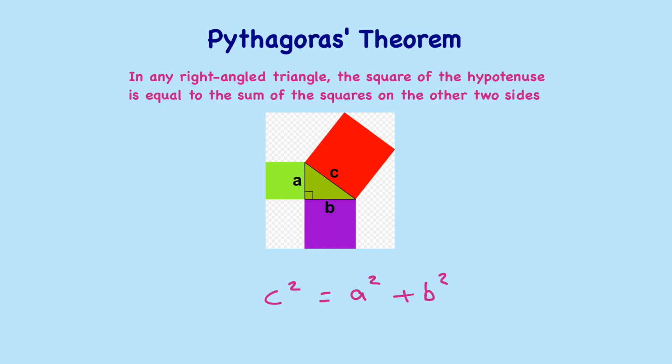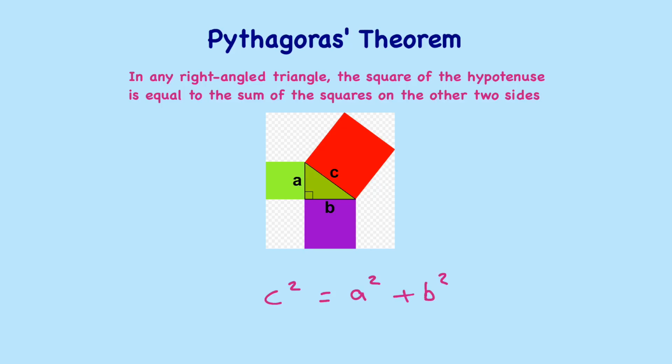Now, as mentioned in the previous clip, you don't necessarily have to always draw squares on the sides of the triangle. Just work out whatever the length of C is, you square it. Then whatever the length of A is, you square it. Then the length of B is also squared, and then you add A squared plus B squared together to check if it equals C squared. And if it does, it is a right-angled triangle.